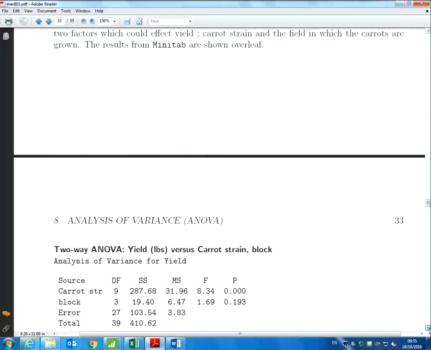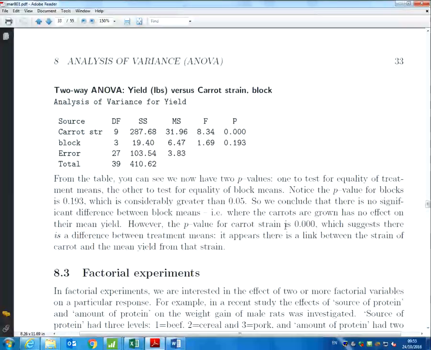And how do we always draw our conclusions? From these hypothesis tests, what do we simply look for? p-values. Look at the p-value for the carrot yield, that's the treatment. What is it? 0 to 3 decimal places. So what's the conclusion? Is there a significant difference between the treatments? Yes, there is, because that's very low.